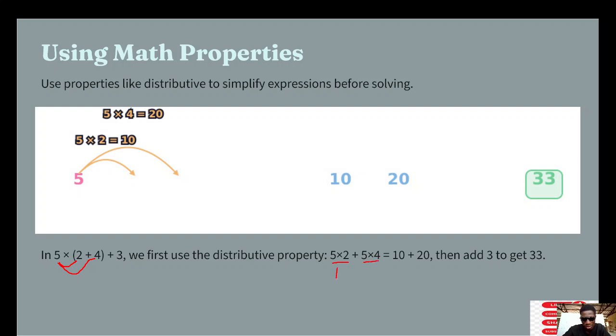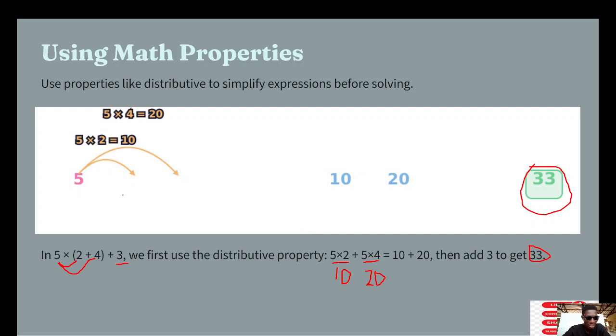20. So this is 10. Then we have 20 here. Okay, so this is 10 plus 20. Then you add the 3 to it, and then it gives us 33. All right, give us 33 here. So this is the distributive property in solving and simplifying expressions before solving them.